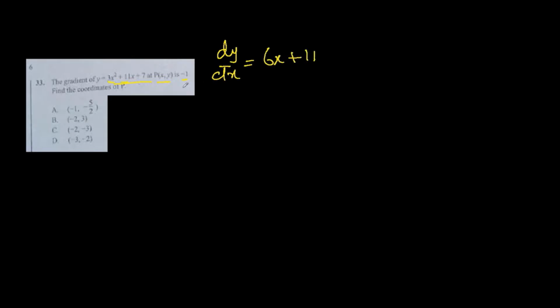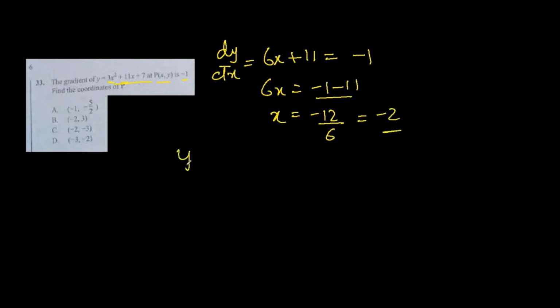But we want it to be equal to -1 at a certain point, and this will give us 6x equal to -1 minus 11, x equal to -12 over 6, which is -2. So x component or x coordinate of the P point is -2. Let's write the y coordinate, which is y.